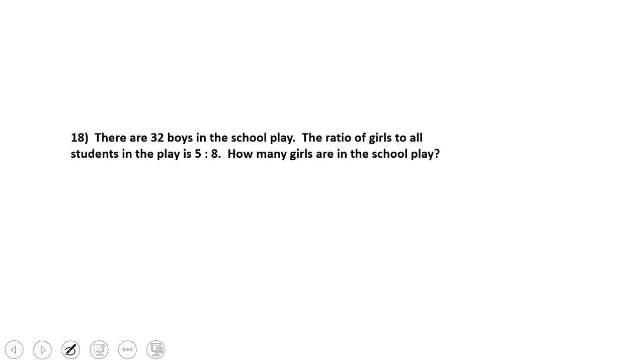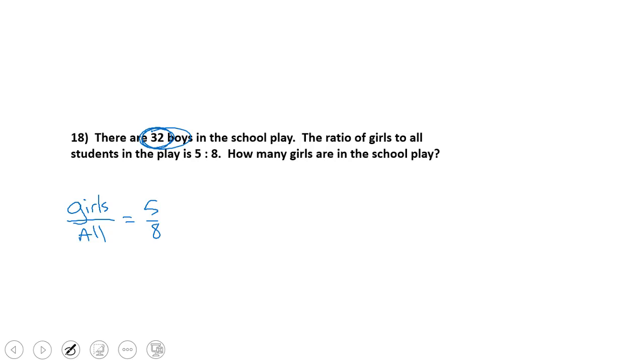Because we know girls to all is 5 to 8. The only thing is they gave us the number of boys, right? They said that's 32. So we want to rewrite this ratio. We can rewrite it a couple different ways. We can figure out how many boys and write a ratio of boys to all, and then find out how many people attended and subtract the 32 from that to get the number of girls. Or we can write a ratio of the girls to the boys and then solve it that way.